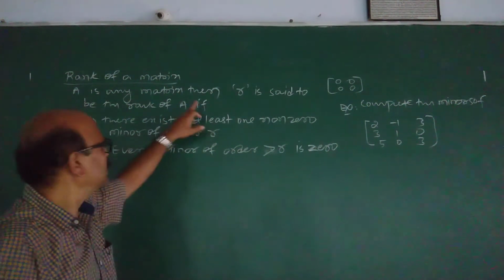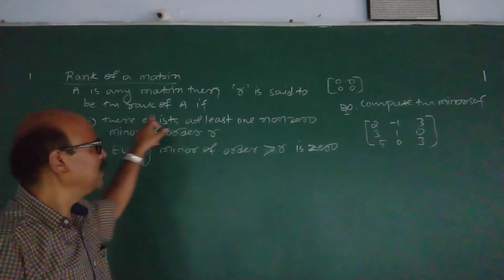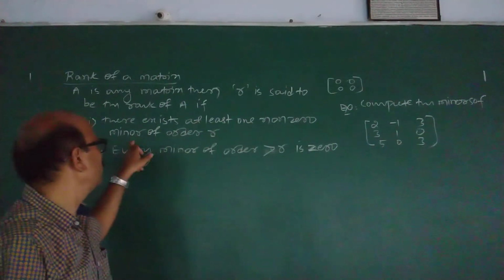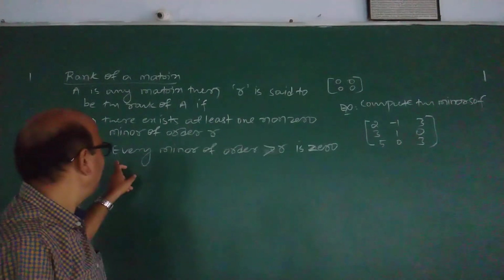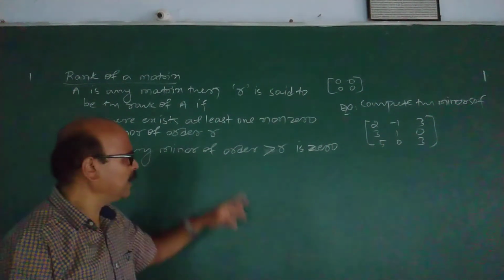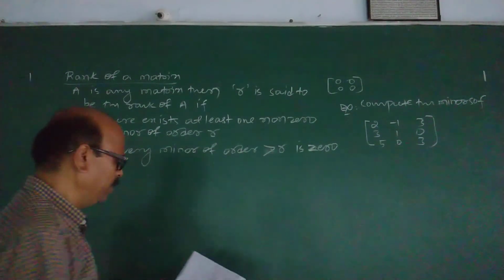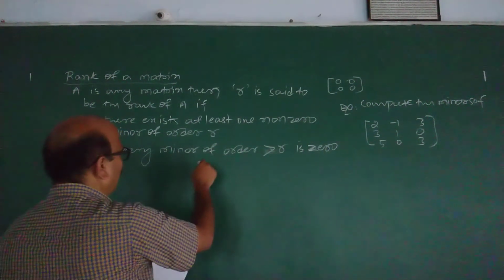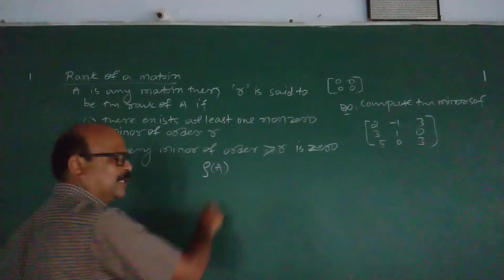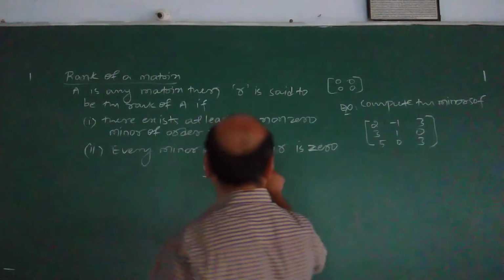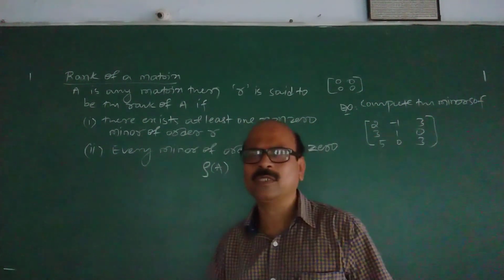A is any matrix. R is said to be the rank of A, a positive integer, if there exists at least one non-zero minor of order R. I explained clearly what is a minor of a matrix. And every minor of order greater than R is 0. It is denoted by rank of A, rho of A. Rank of a zero matrix is taken as 0.